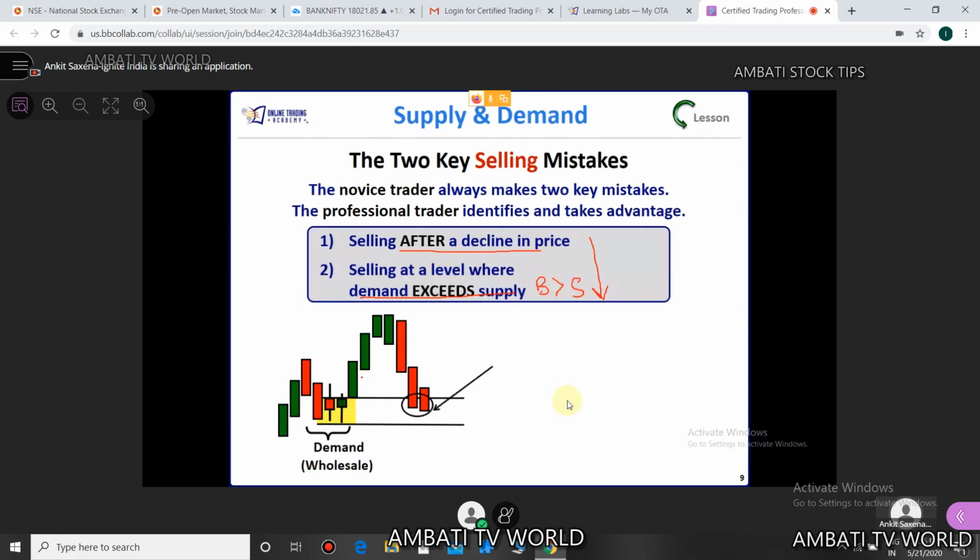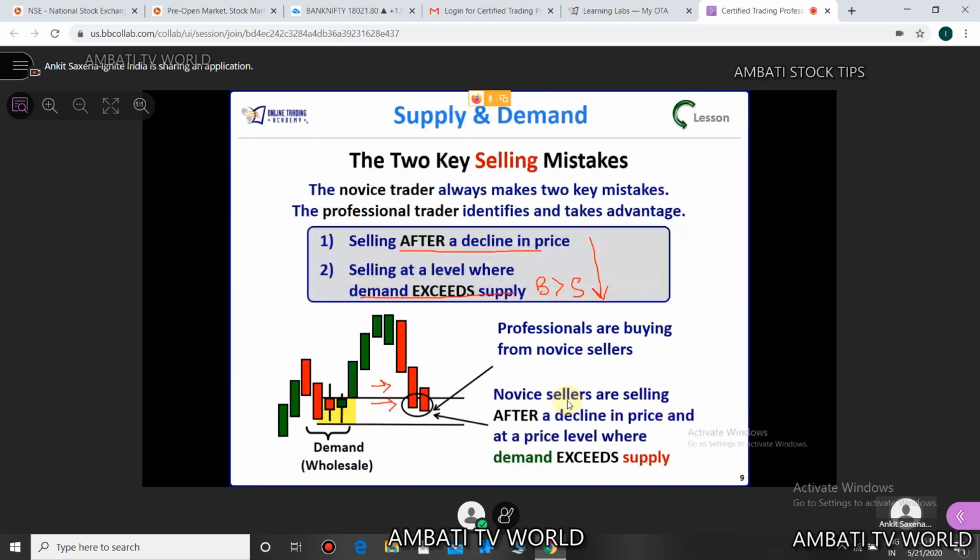So they panic at this level and exit the position. And what happens? At this level, the professional buyer is buying, and here the prices start moving again in the up direction. So professionals are buying from the novice sellers. Novice sellers are selling after a decline in price, they panic, at a price level where the buyers are more than the number of sellers, where the professionals are standing with the buy orders.